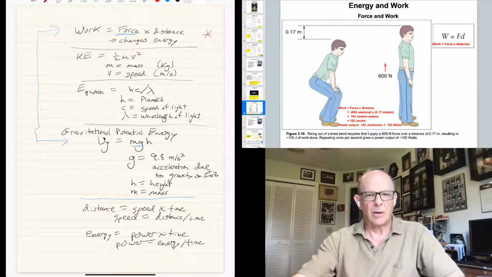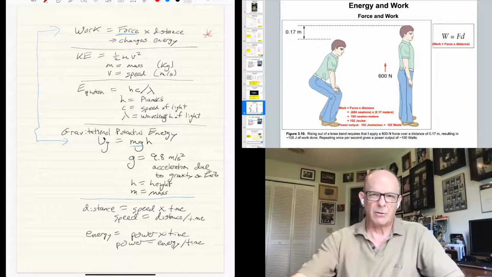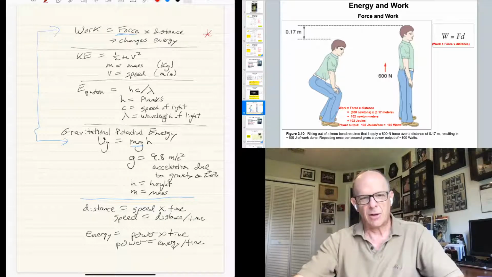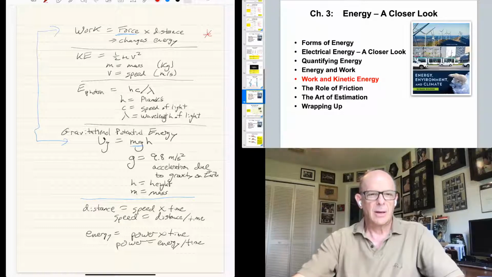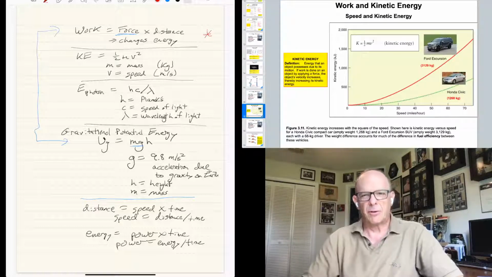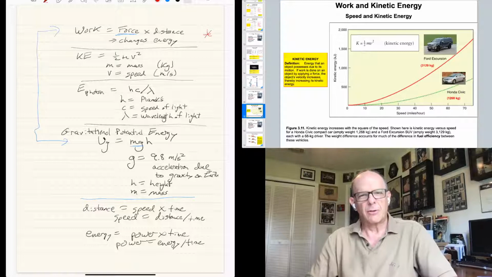And here's just some examples about how much energy it takes, for example, to stand up. If you squat and you raise yourself by 17 centimeters and your weight is 600 newtons, that takes 100 joules. If you did it in 1 second, you would be using 100 watts of power, because that would be 100 joules per second.